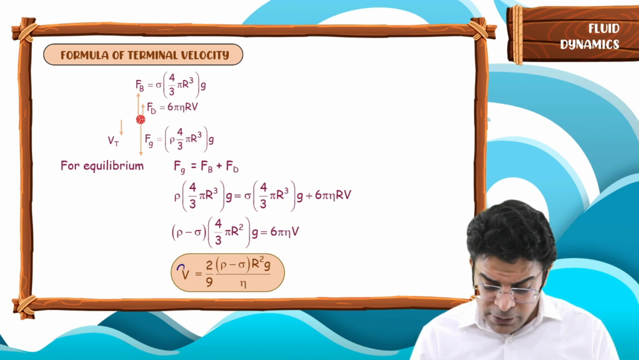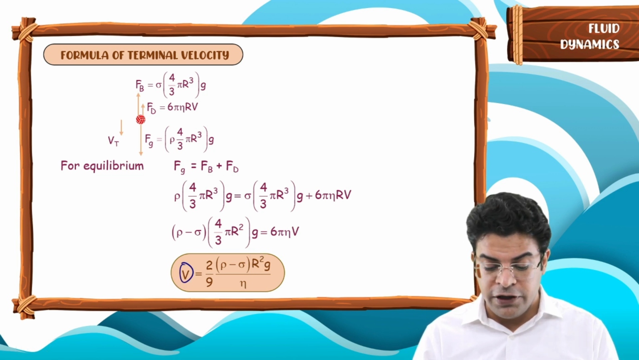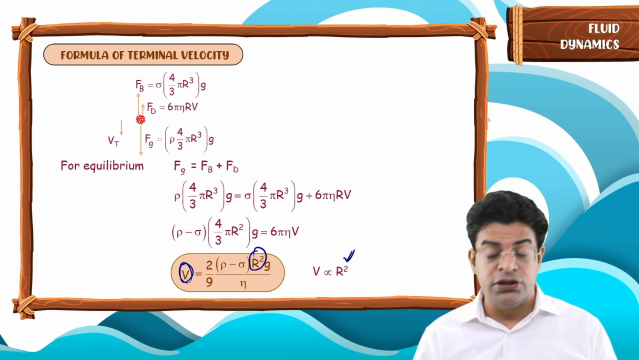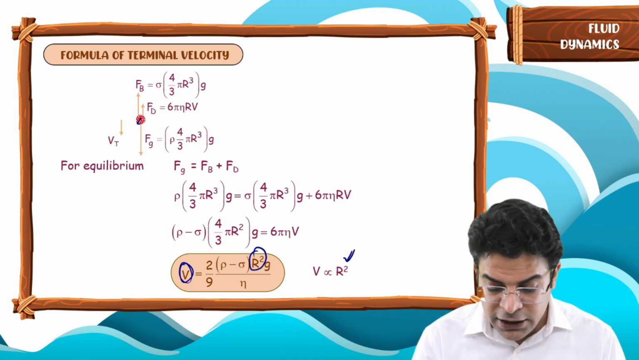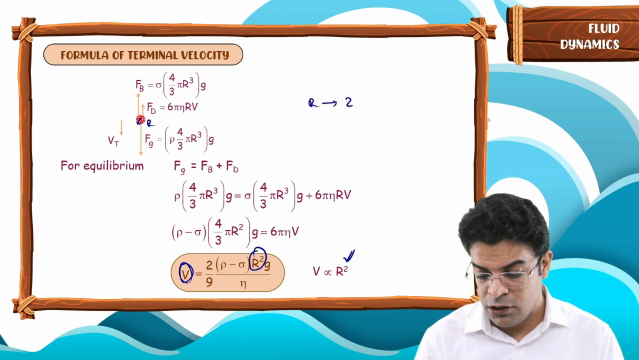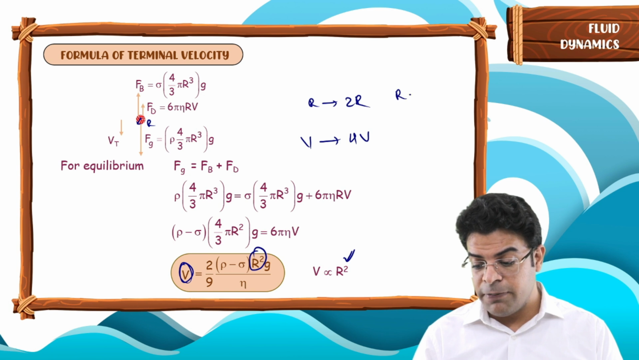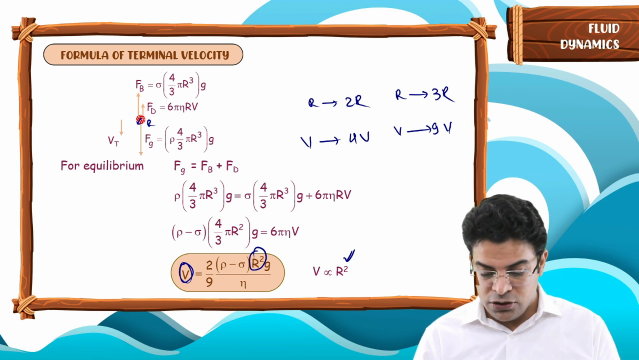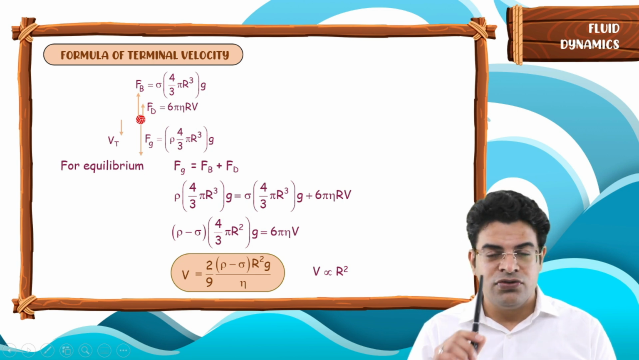Now you need to remember that the terminal velocity of the particle is directly proportional to the square of its radius. So terminal velocity is proportional to r square. If the radius of the particle becomes double, the terminal velocity becomes 4 times. If the radius becomes triple, the terminal velocity becomes 9 times. Keep this in mind and utilize it to solve the question coming up.